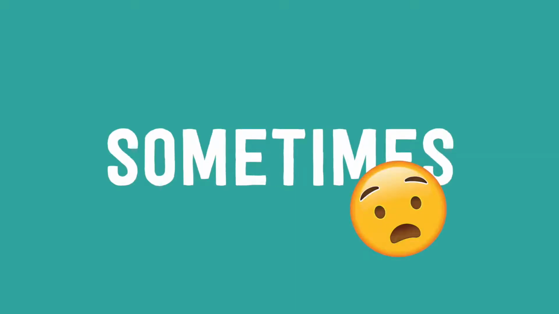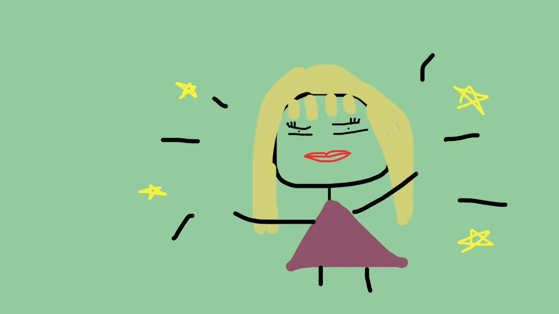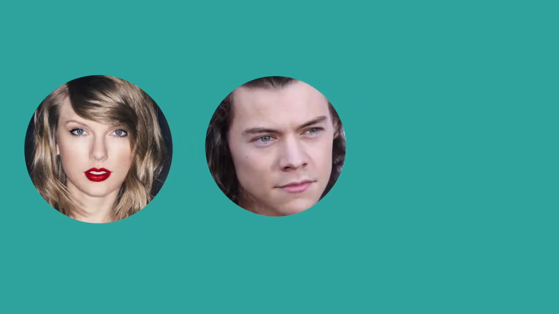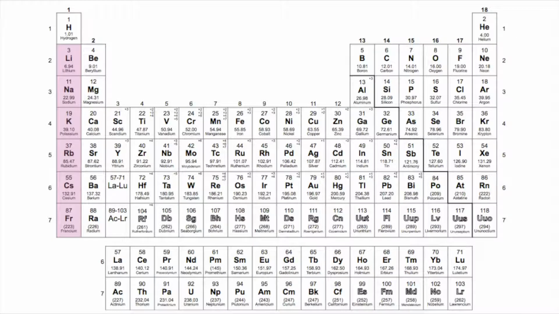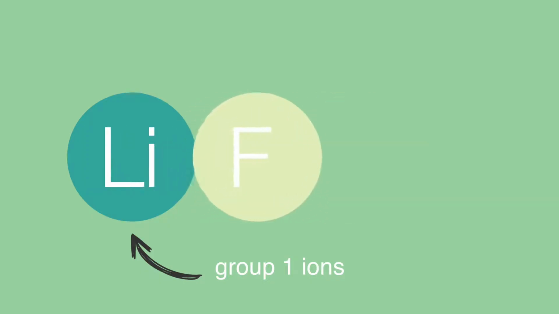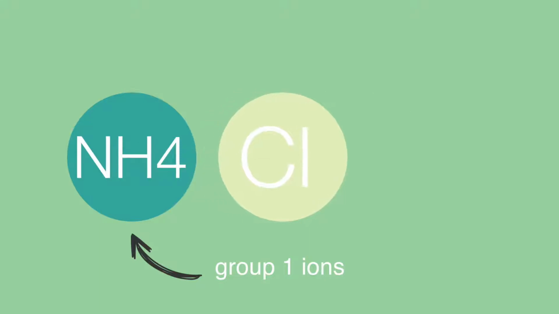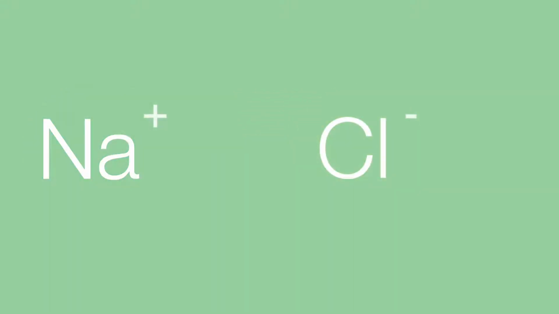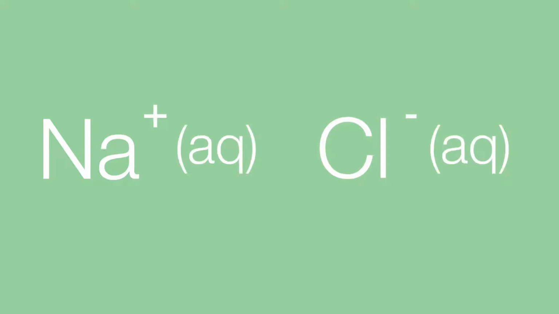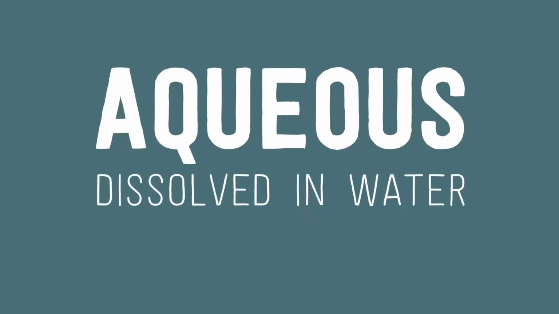To help us explain this, let's get the help of Taylor Swift. Now, generally speaking, no matter who she's with, her relationships always fall apart, or in other words, they dissolve. This is also true of the group 1 ions as well as ammonium. In any ionic compounds with these group 1 ions, the compound will always be soluble in water. Once these ions have separated, you can write their charges and add a little (aq) at the end to indicate that they're aqueous, meaning dissolved in water.